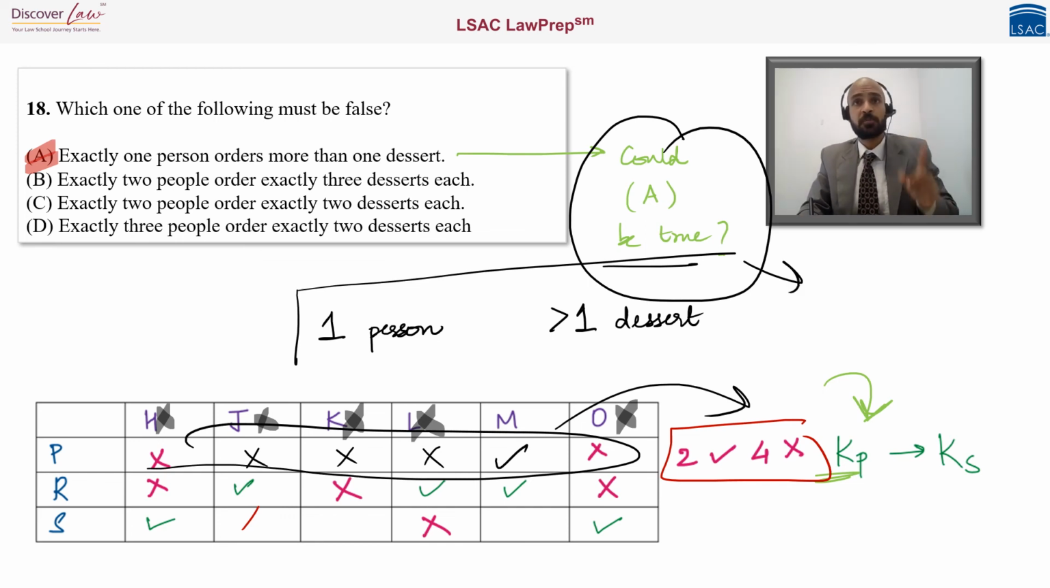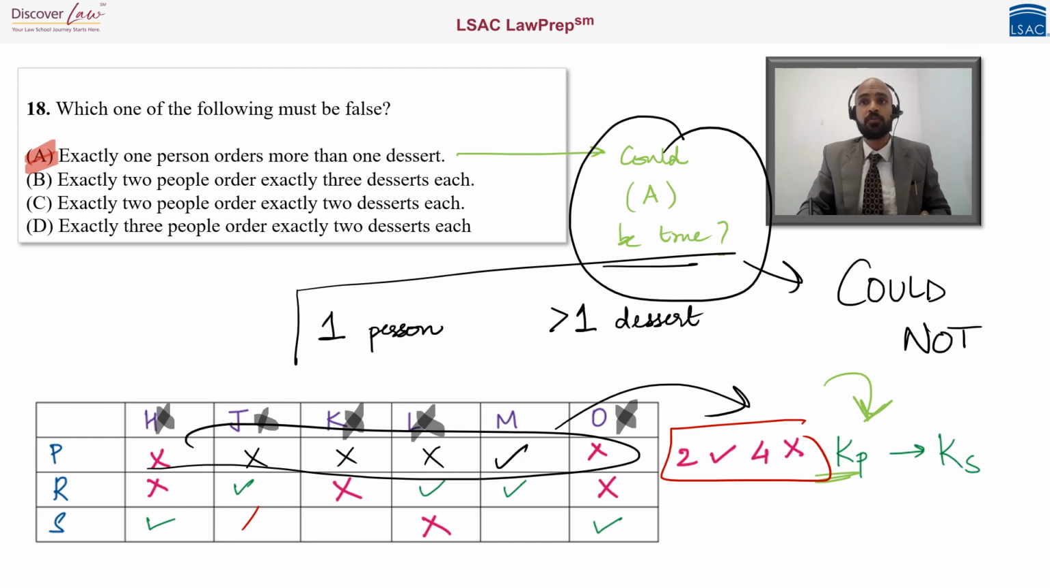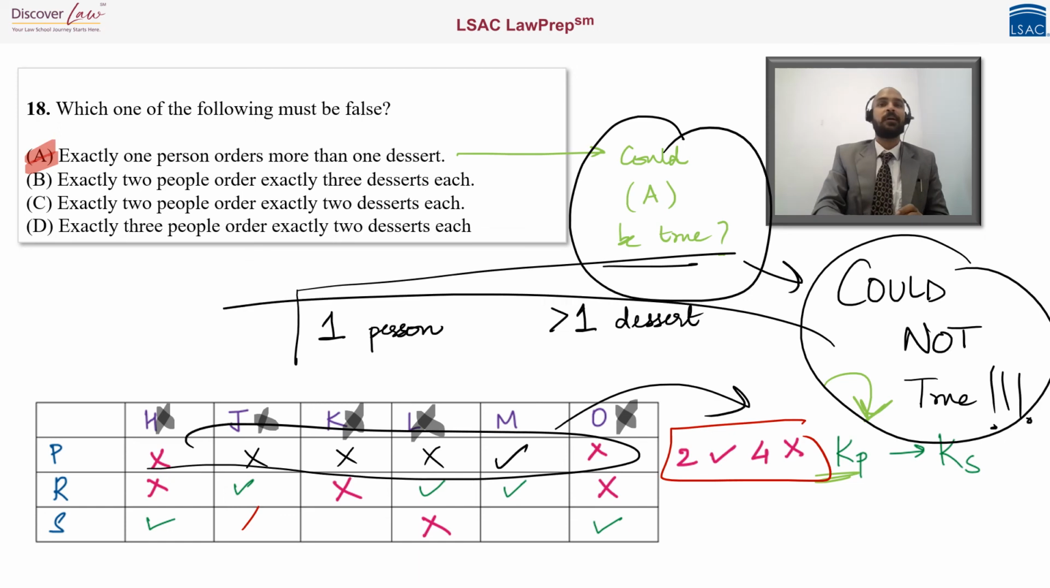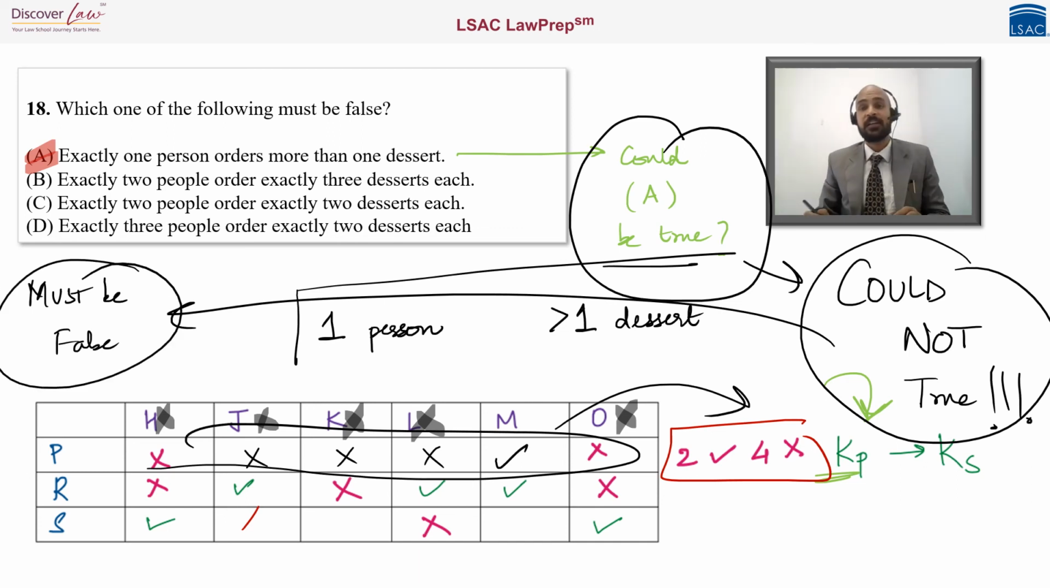The first option, A, could not be true in any situation. We tried all cases. It is not possible for A to be true. What does that mean? If something could not be true, then it must be false. And therefore, A is your answer. I don't need to go to the other options because I found my answer right away.